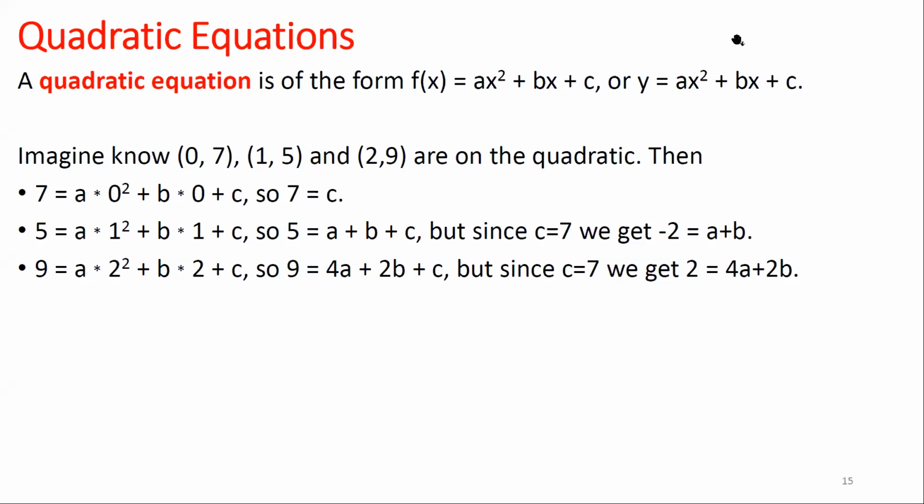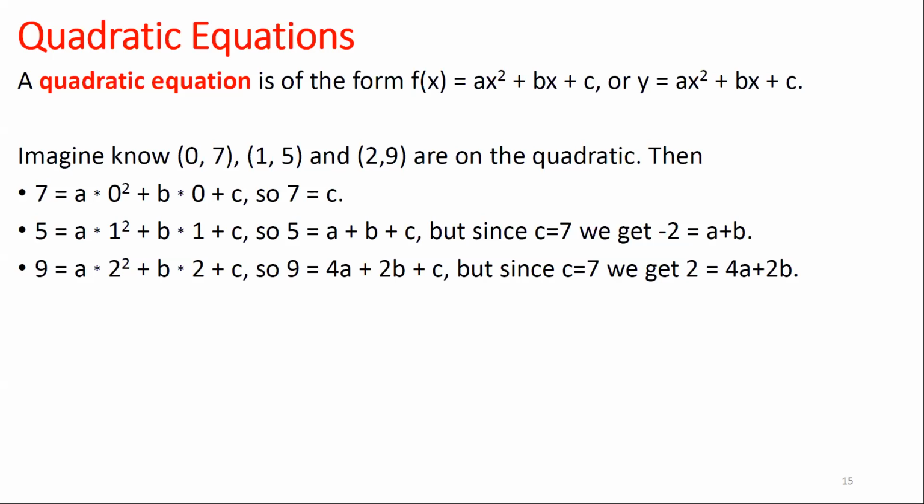Okay, so we fixed the typo, but let's just go back just to be safe. When x is 1, y is 5. So we got 5 was a plus b plus c. We already know that c equals 7, so 5 is a plus b plus 7. Subtract 7 from both sides, and you get negative 2 is a plus b. For the last one, we have 9 is a times 2 squared plus b times 2 plus c. So 9 is 4a plus 2b plus c. Since c is 7, we subtract and we get 2 is 4a plus 2b. So we have 2 equations and 2 unknowns. How would we solve those?